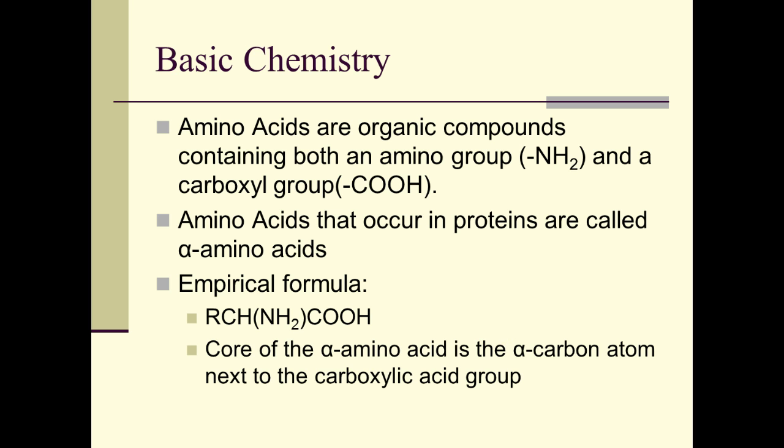Amino acids are the organic compounds containing both an amino group, which looks like this, and the carboxyl group, which looks like this. Amino acids that occur in proteins are called alpha amino acids. We have a couple different ways to look at the formulas for these. The empirical formula just lists the chemical compounds, as you can see here. The core of the amino acid is the alpha carbon atom next to the carboxylic acid group.